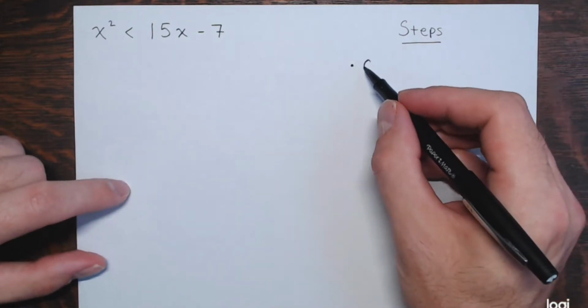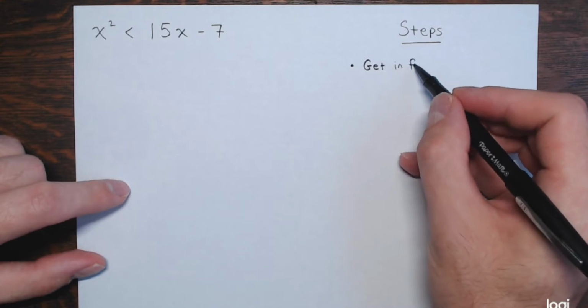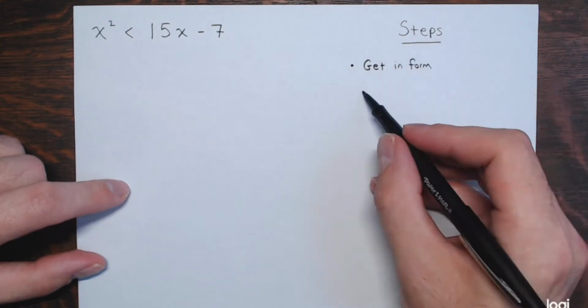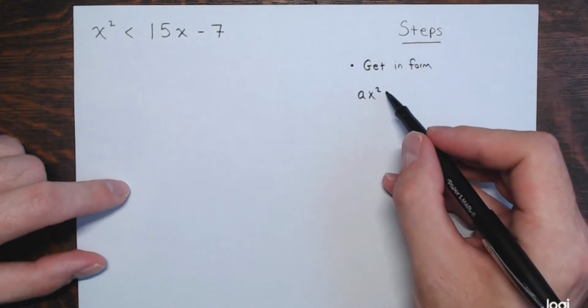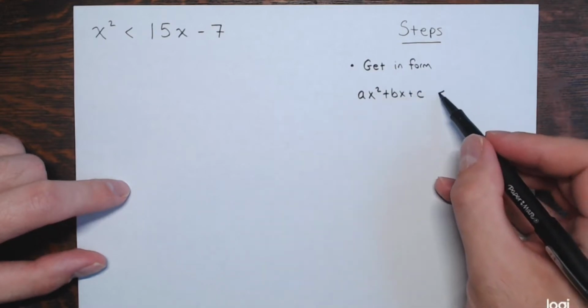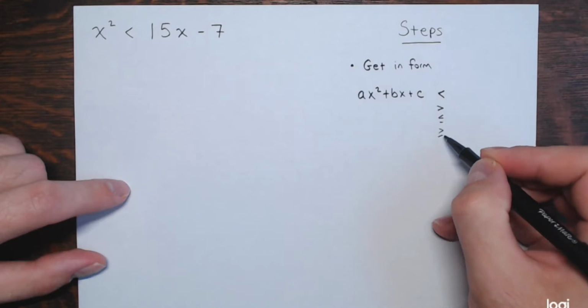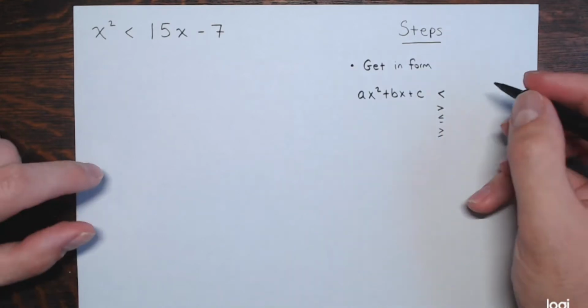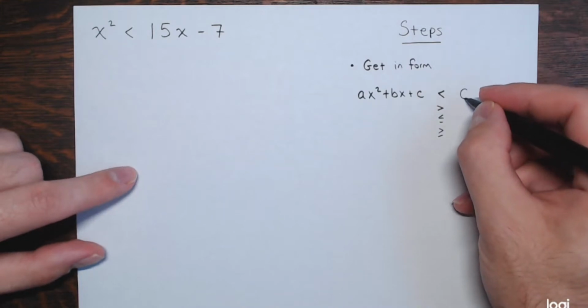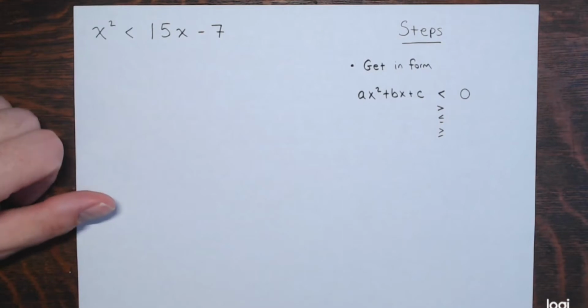Alright, so the first step was just like the last one. Get everything to one side. So I want a quadratic polynomial on one side, and then is less than, or is greater than, or is less than or equal to, greater than or equal to, one of the 4 inequality symbols, and then 0 on the other. Alright, so that's not done yet.